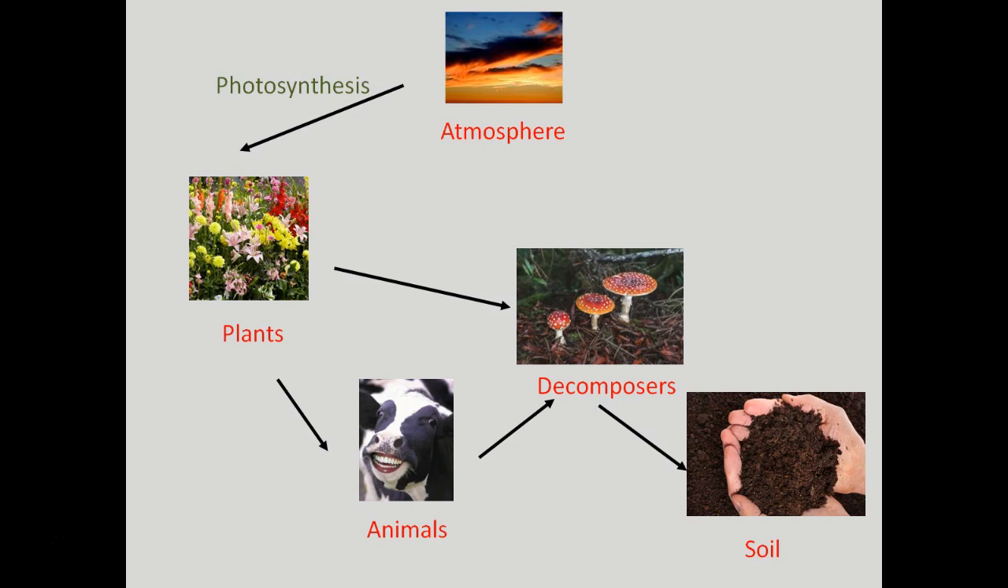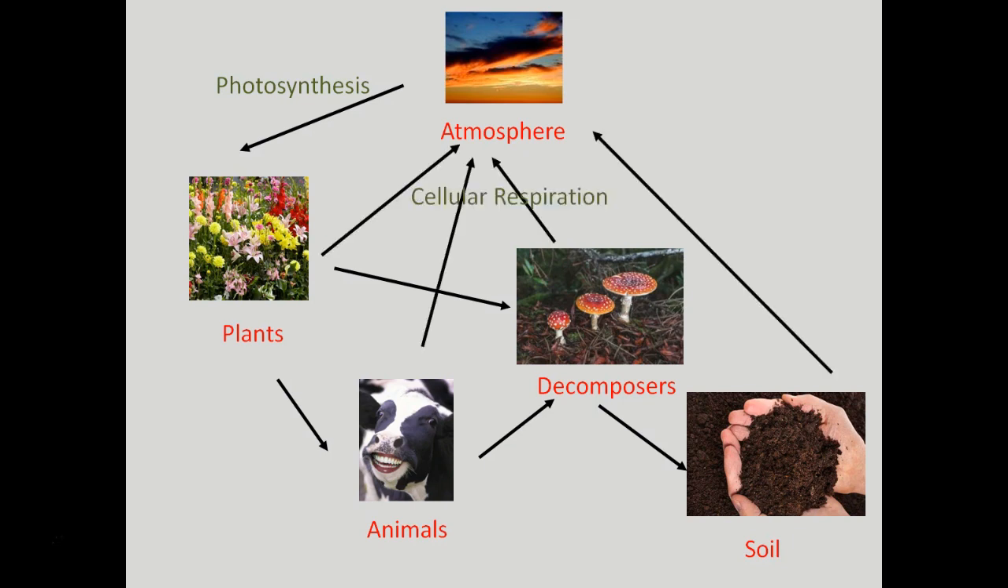At the same time, all of these organisms are undergoing cellular respiration, and so they will return some of the carbon back to the atmosphere. When we look at the amount of carbon that plants take in during photosynthesis and compare that to the amount in the soil, very little of what plants take in ends up in the soil. A good chunk of it, through cellular respiration, ends up back in the atmosphere.